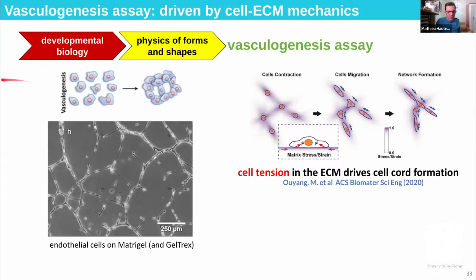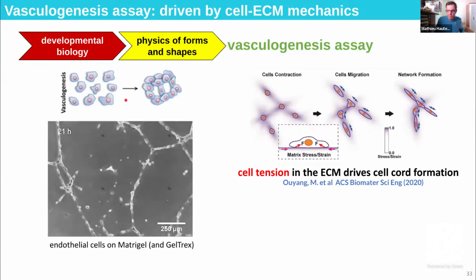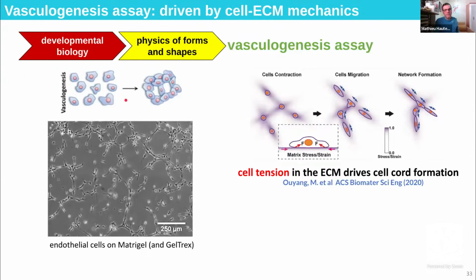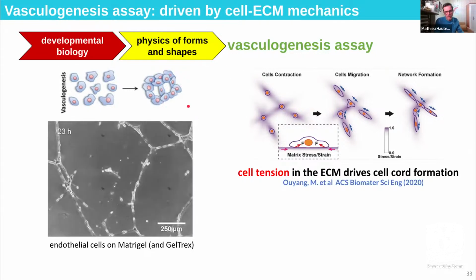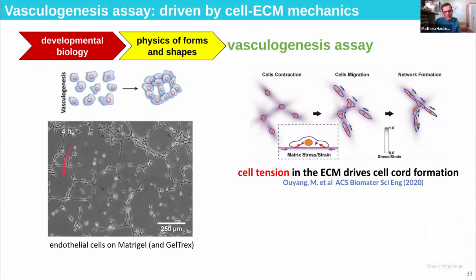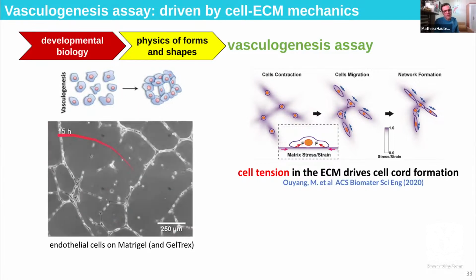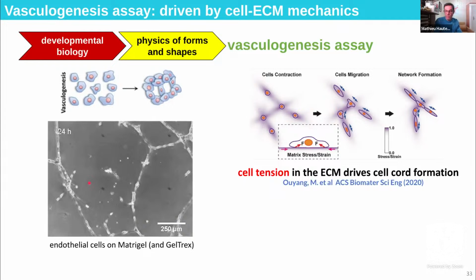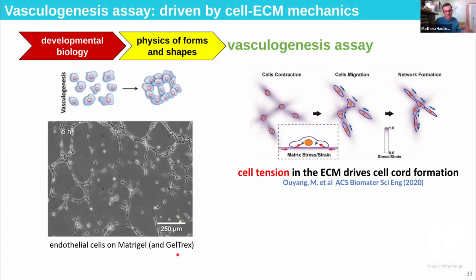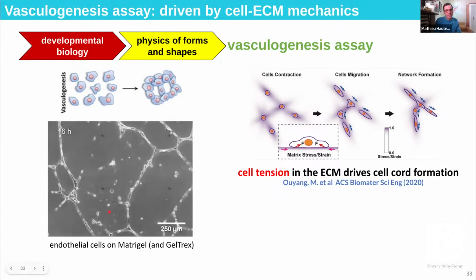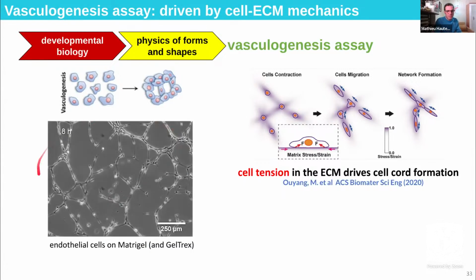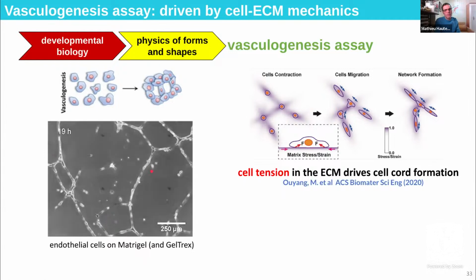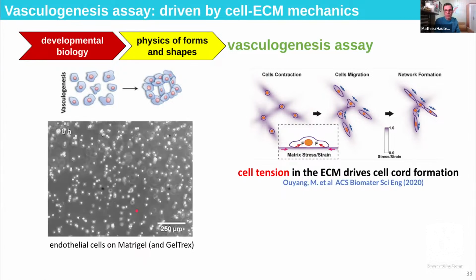And how did she do that? She came back to developmental biology and the physics of forms and shape to try to understand how vasculogenesis can be controlled and engineered. There's a nice assay that's been known for a long time now: if you place endothelial cells on Matrigel or Geltrex, which is another brand of the same extracellular matrix, very soft and very rich in laminin, they will form these tiny cords that some people call vessels.